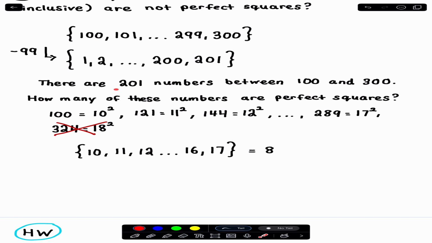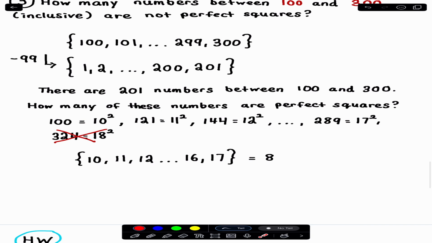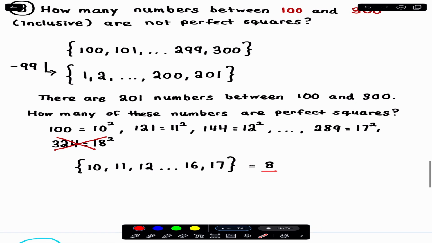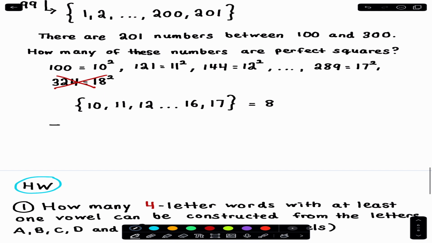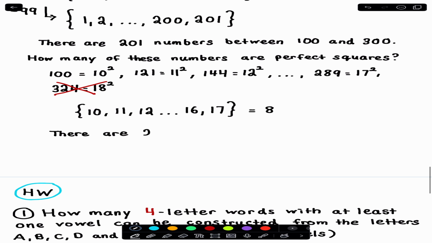You need to combine these two numbers, the one you got at the start without any restrictions and the complement, because we are interested in how many are not perfect squares. Therefore, there are 201, take away 8 is 193. So there are 193 such numbers that satisfy the conditions given in the problem.